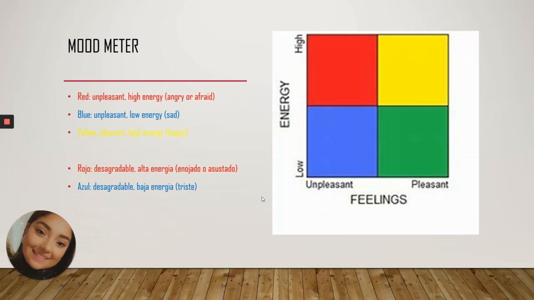Yellow color represents pleasantness and high energy, and the feeling that represents this color is happiness.